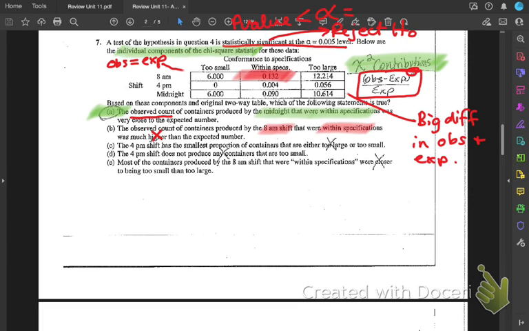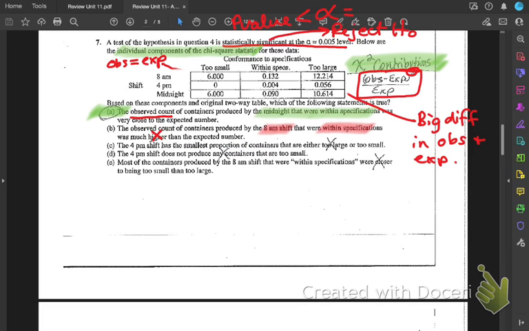Okay, the next one. The 4 p.m. shift has the smallest proportion of containers that are either too large or too small. They're trying to get you here. The 4 p.m. shift is doing a really good job of getting exactly what is expected. But that does not mean that they have small proportions of containers that are too large or too small. That's not what that's saying. This is saying that there's a small difference between what is observed and what is expected. So careful. These are the tricky ones.